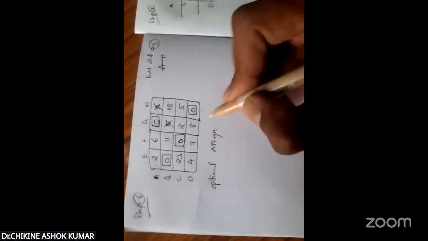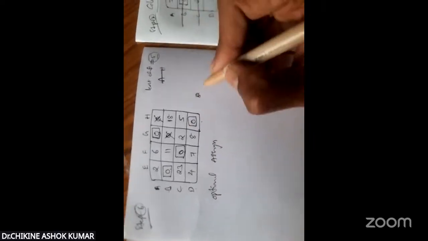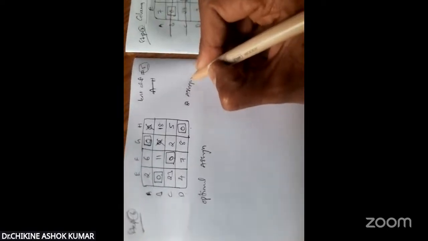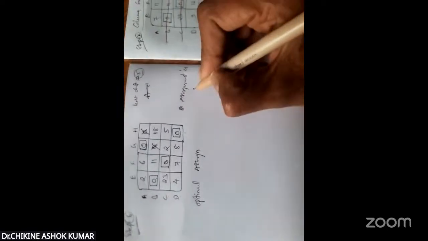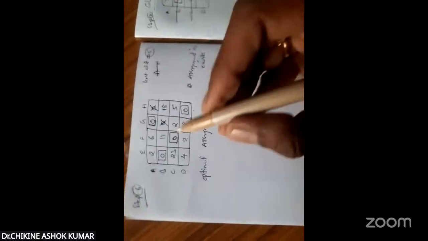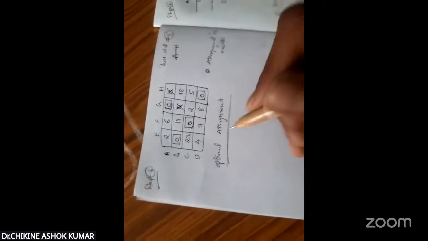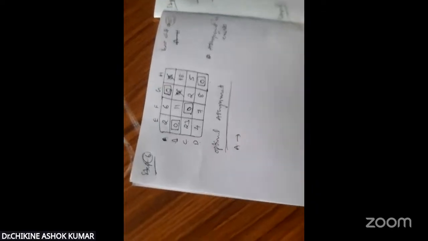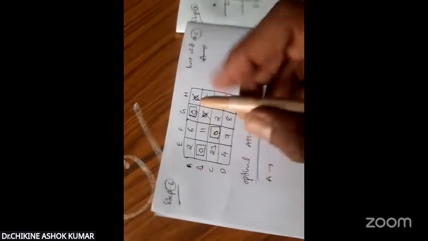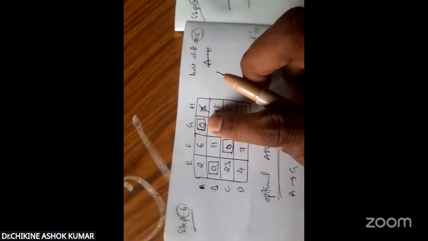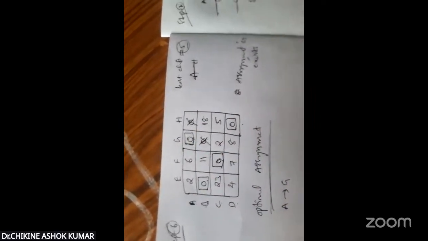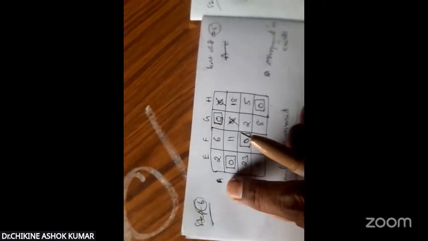Therefore, the solution exists, and the optimal assignment exists. Person A is assigned to which task? A is assigned to G. See where the assignment is marked in that corresponding row. A is assigned to G.